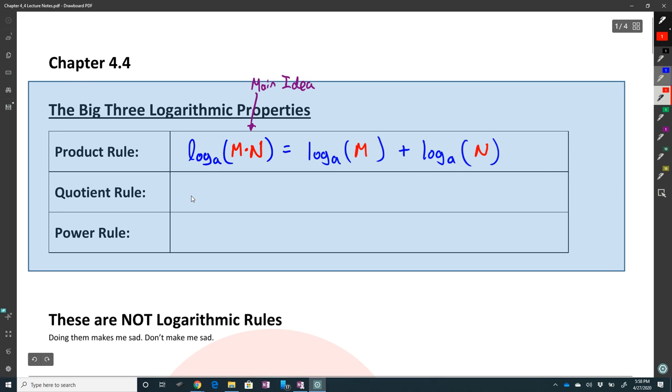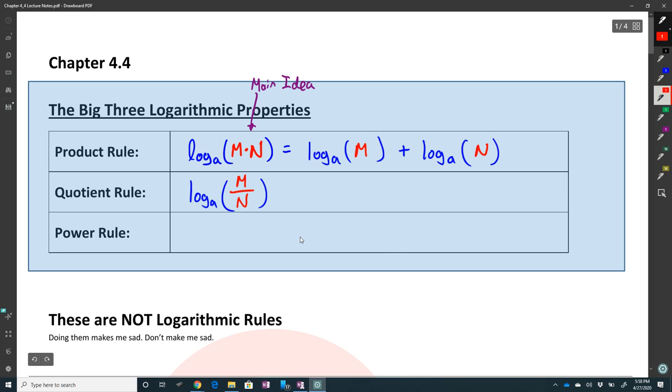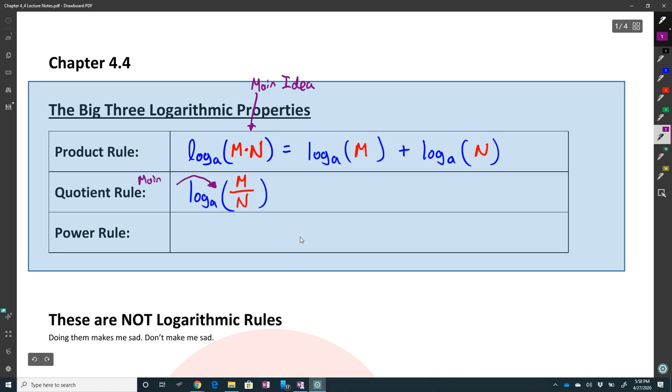Now the same thing with the quotient rule. If you have division like this, again, if division is the main idea, then you can split this up, but this time with subtraction. So log base A of M minus log base A of N.